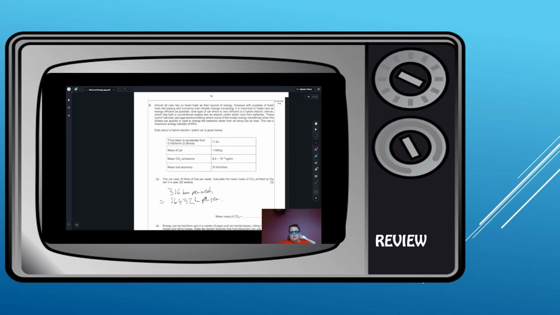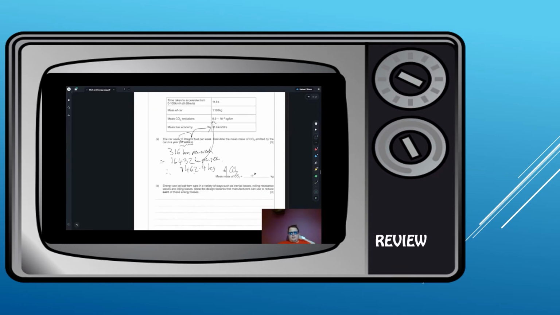Okay, and each kilometre produces that much CO2. Therefore, we have 1,462.4 kilograms of CO2. So what I've done here is I've done, right, 10 litres of fuel per week. We do on average that fuel economy, so that gives us that many a week, multiplied by 52 to give us that many in a year, and then we've multiplied that number by 8.9 times 10 to the minus 2 to give us the kilograms of CO2.